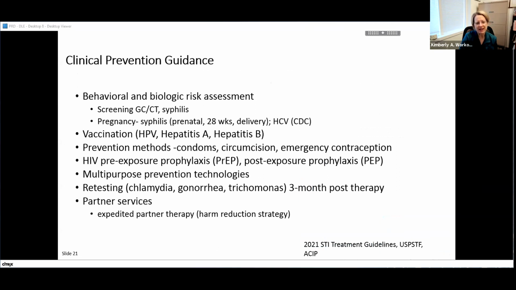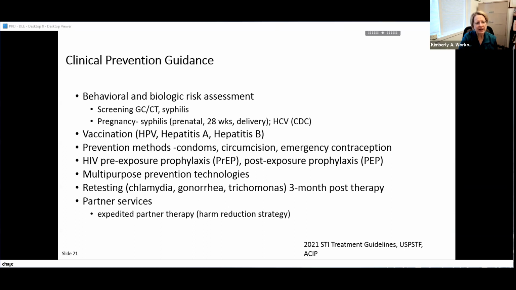So in the first part of the STI guidelines, we talk a lot about what you should do for behavior and biologic risk assessment, the screening for chlamydia, gonorrhea, and syphilis. And in pregnancy, there's a whole pregnancy section, but what's new in this part of the document is the importance of syphilis testing 3 times in pregnancy. There were already recommendations for prenatal testing, but now for testing at 28 weeks and delivery.